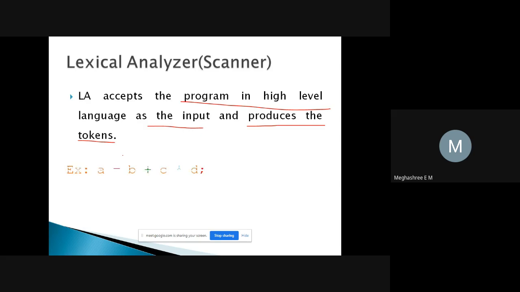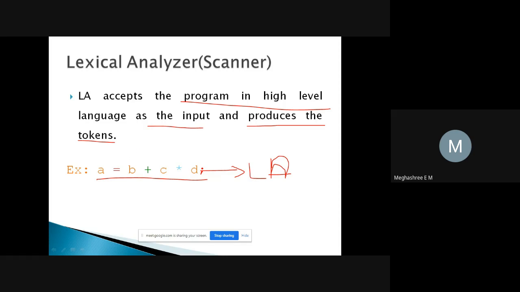Okay, let's consider an example here. Let me consider C as a high level language. I have written an expression in C like this: A is equal to B plus C into D, followed by a semicolon. So this is the expression that I have written in C language, and I'll be feeding this as input for the lexical analyzer, which is the first phase of compiler design.